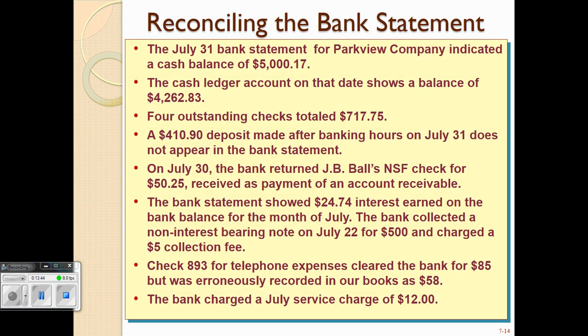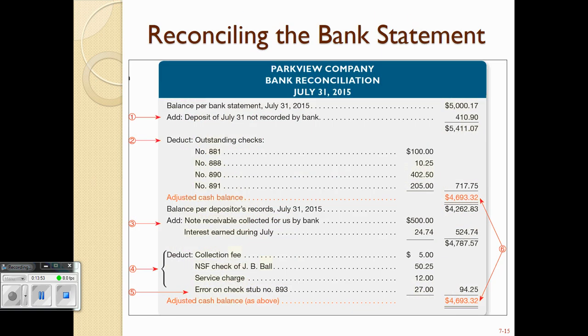Here's an example of reconciling a bank statement. There is going to be a homework problem on it, and I'm going to let you work through that on your own. Hopefully most of you have done that before. Notice the balance per the bank statement was $5,000. They added deposits in transit of $410, subtracted the outstanding checks, and came up with the adjusted bank balance of $4,693.32.